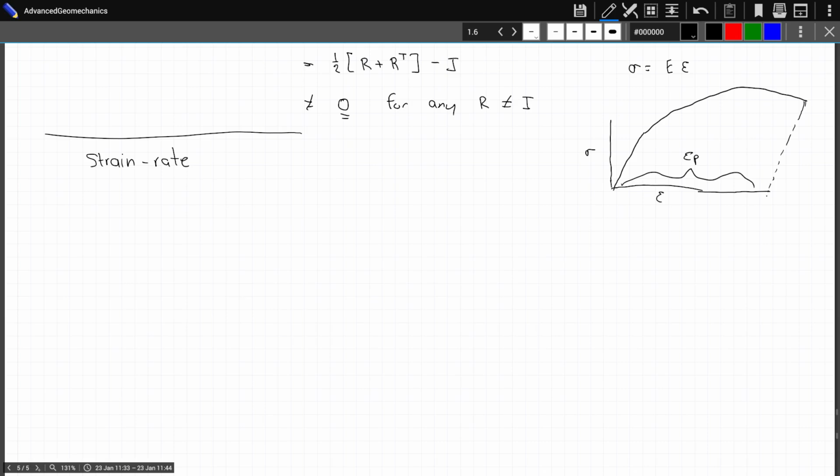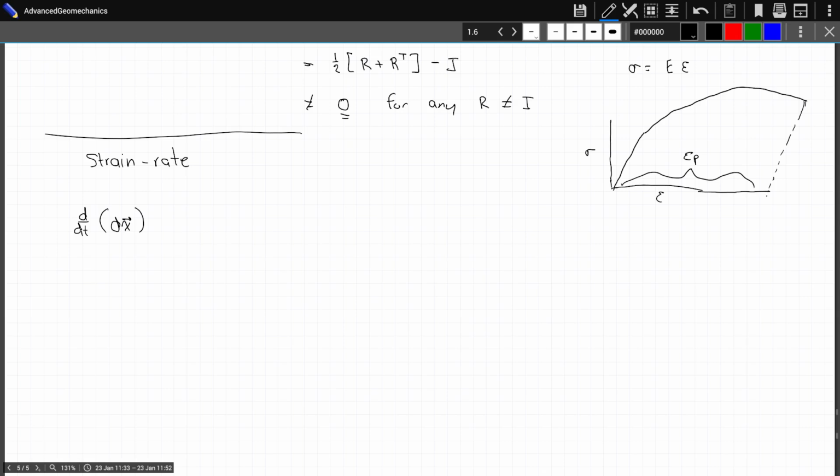Okay, so let's talk about strain rate. Let's just talk about our little dx. What I'm going to do is take the time derivative of that thing. It doesn't really make sense to talk about taking the time derivative of dX, because by definition dX is in the reference configuration, at time t equal to 0. So any derivative with respect to time of dX is going to be 0.